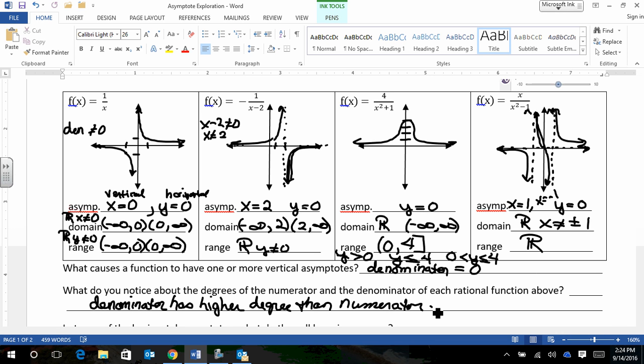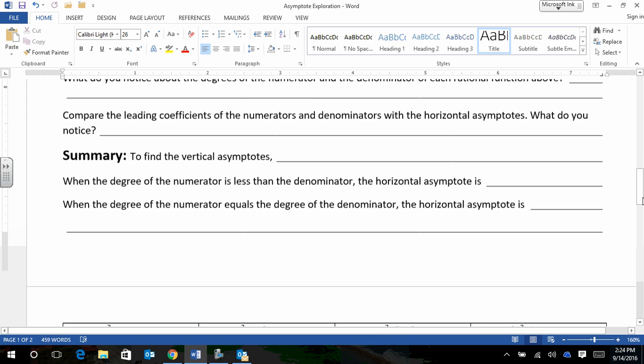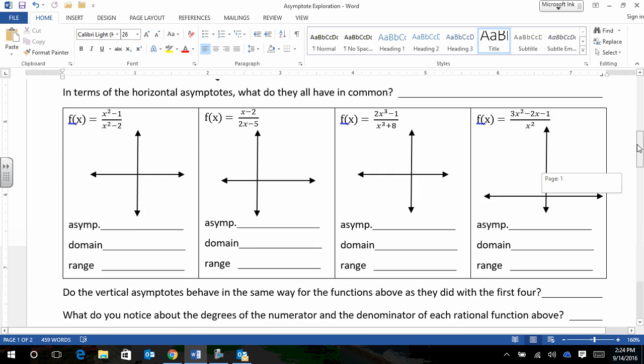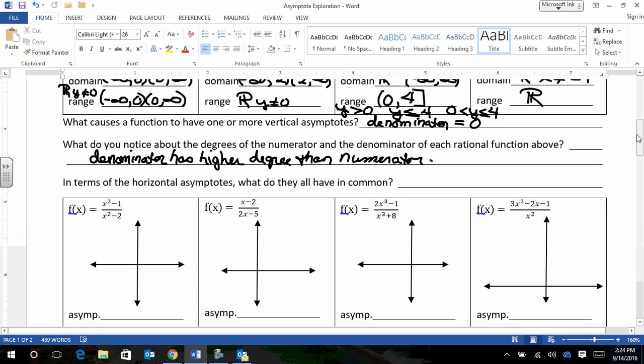Then the last question on here says, in terms of the horizontal asymptotes, what did every one of those have in common? Y was 0. Didn't matter what we did, Y was always 0. We never got to move that guy, did we? Okay? So your job is to finish this tonight. Okay? Have it ready for tomorrow.